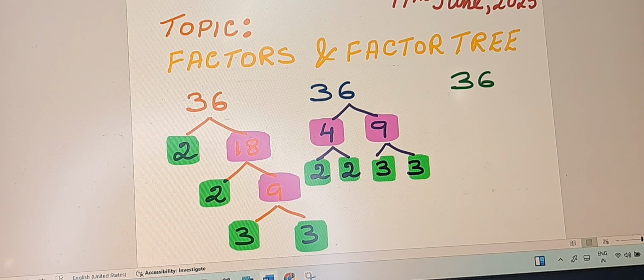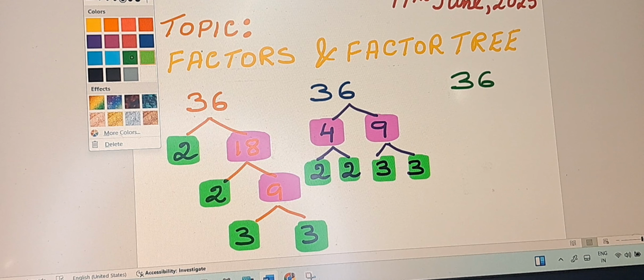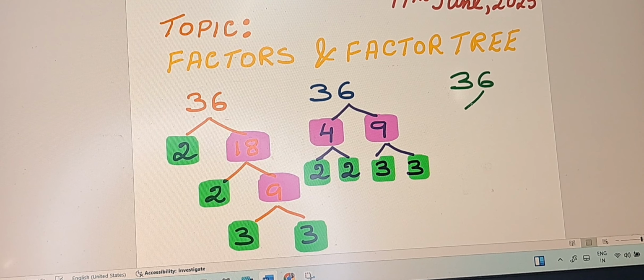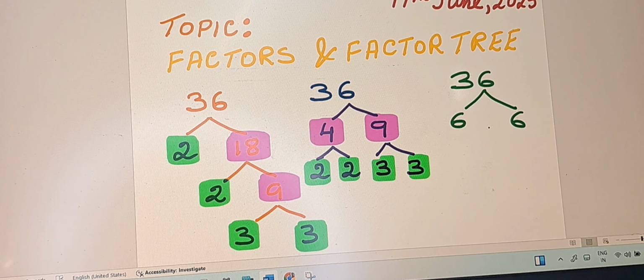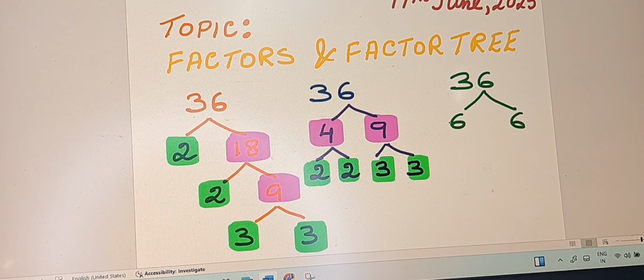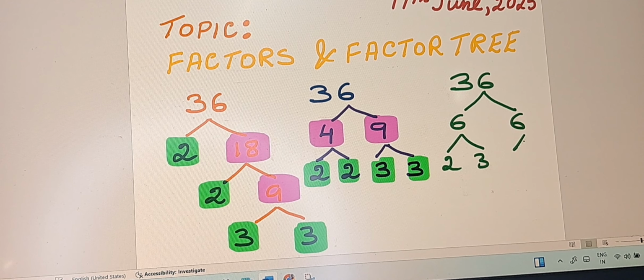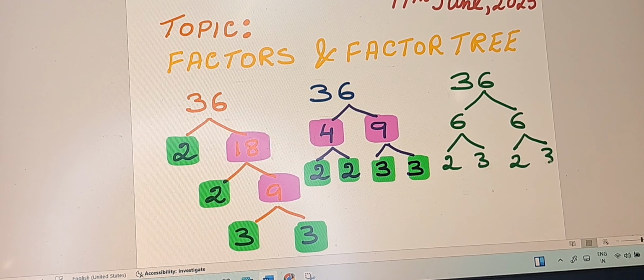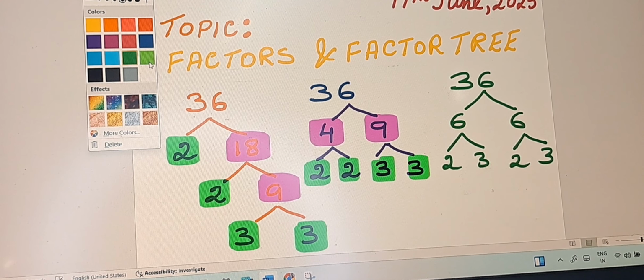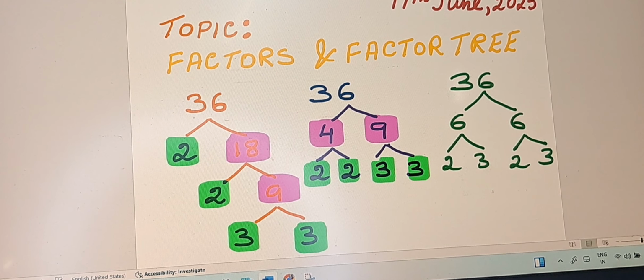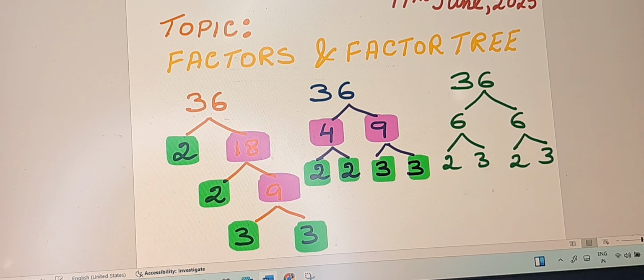Now the third example, let us take this number 36. I am going to divide by 6, because in the 6 times table also we can see 6 times 6 is 36. So what we can do over here, we can divide this 6 into 2 and 3, again this 6 into 2 and 3. With the help of green color, I am going to represent the prime numbers.